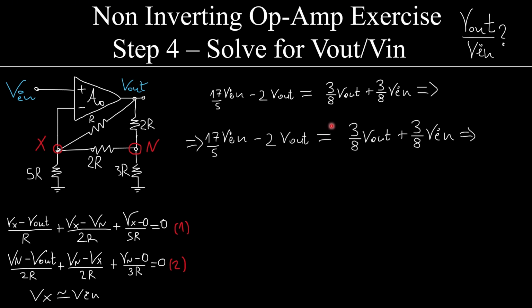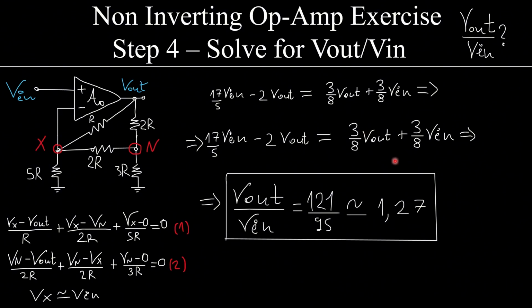So I do basic algebra here, and funny, this thing is exactly the same as this, all right? Therefore, Vout over Vin is equal to 121 over 95, or about 1.27. All right? That was basically very easy. Just performing basic KCLs on such nodes, all right, on the nodes of interest.